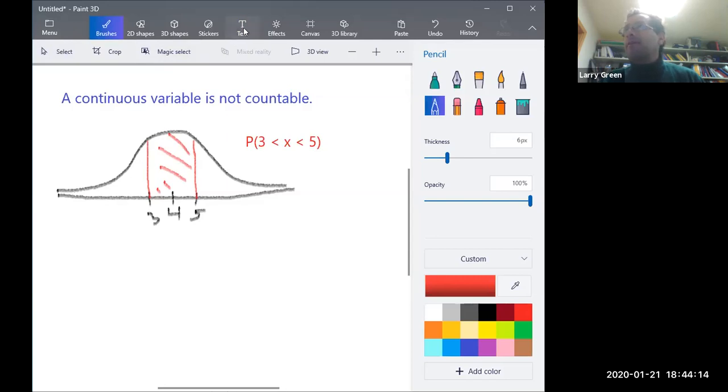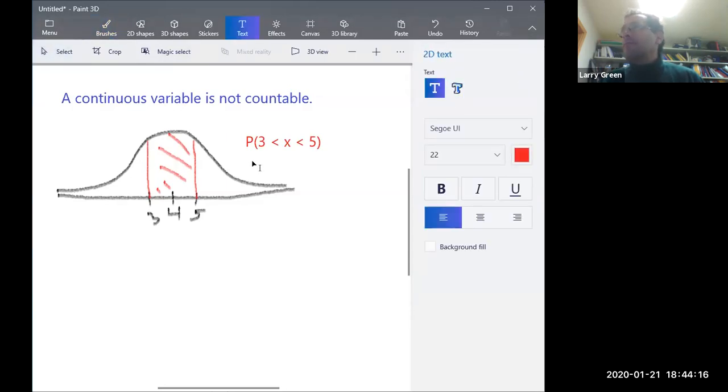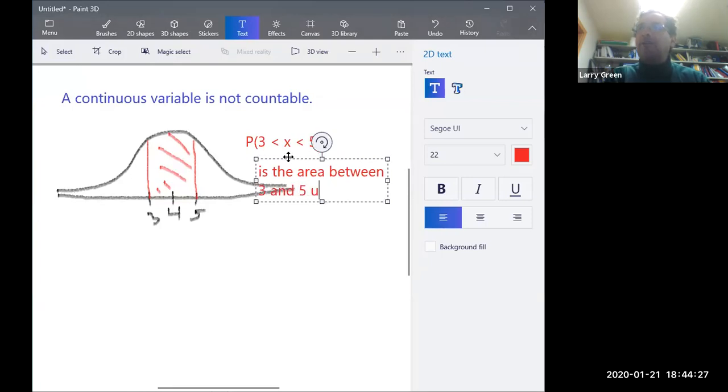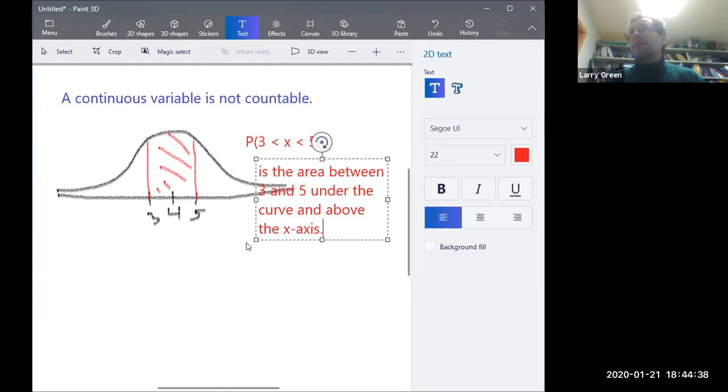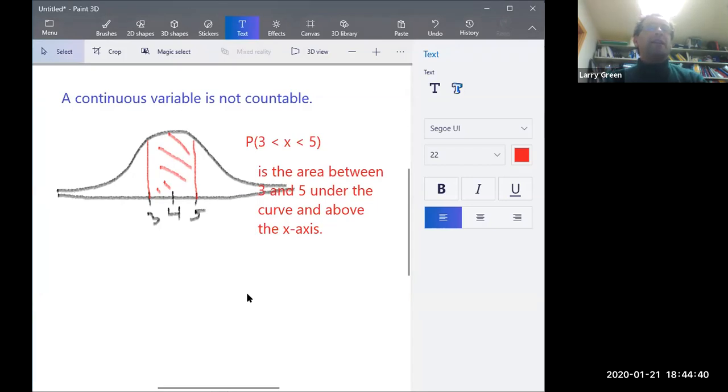So let's write that down. It is the area between 3 and 5 under the curve and above the x-axis. Any questions on the idea of probability when you have a continuous distribution?